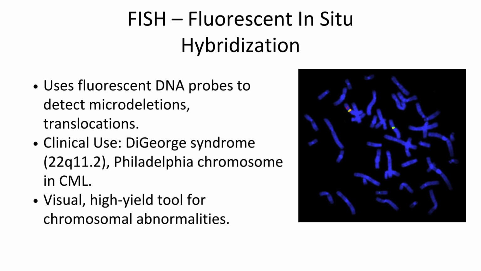Next, we have FISH, fluorescence in situ hybridization. This technique uses fluorescent DNA probes that bind to specific regions on chromosomes. It is particularly useful in identifying chromosomal microdeletions, like 22q11.2 deletion in DiGeorge syndrome or Philadelphia chromosome in CML. If you see a vignette describing abnormal karyotype or fluorescent tagging, FISH should be top of mind.